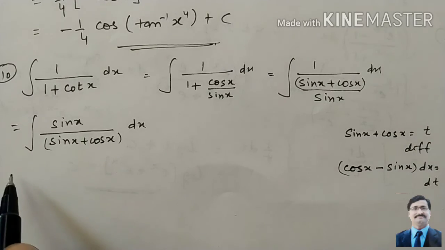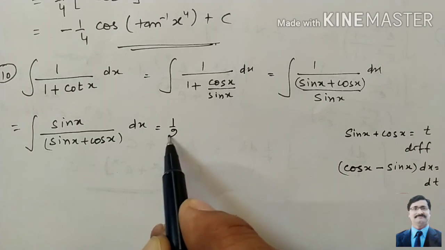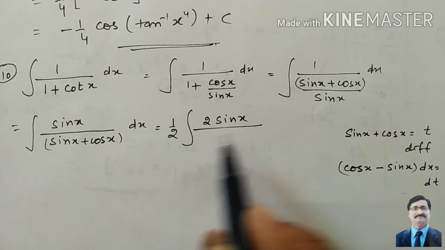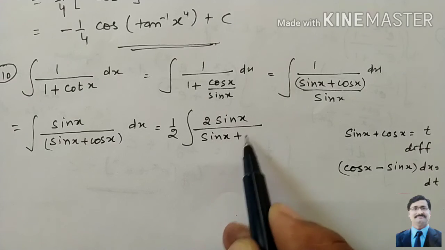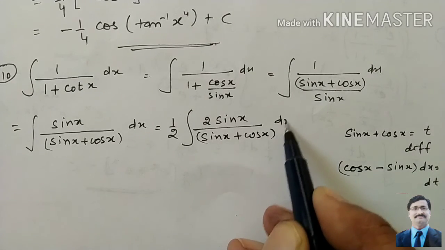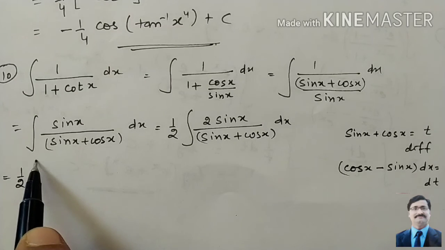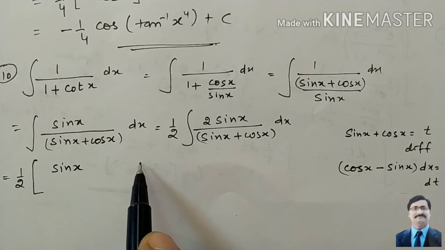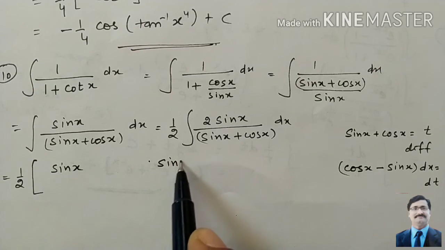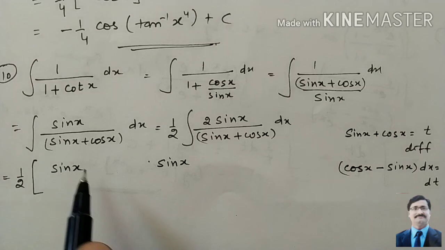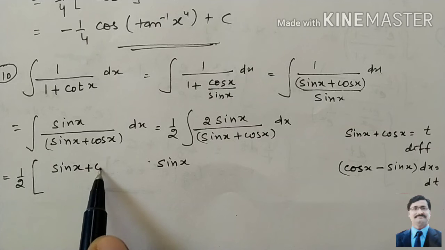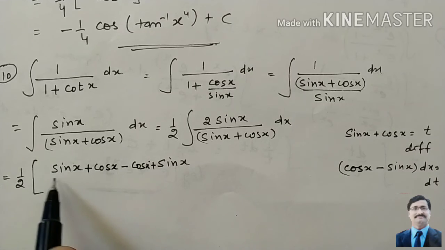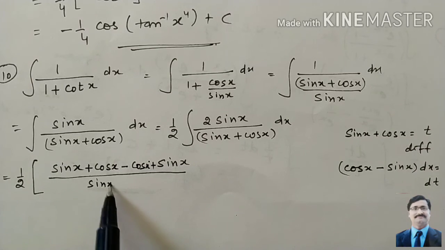Look here, you can understand. First of all, you multiply by 2 and divide by 2, so we get 2 sin x upon sin x plus cos x dx. This 2 sin x we write in two formats. One we write sin x, and the second time we also write sin x, plus we write cos x and minus we write cos x, and whole upon sin x plus cos x.